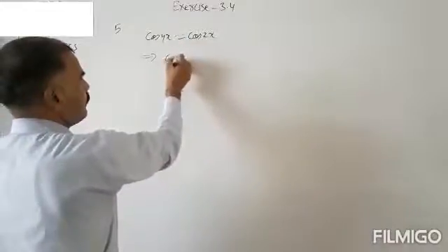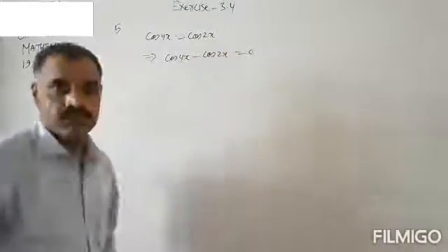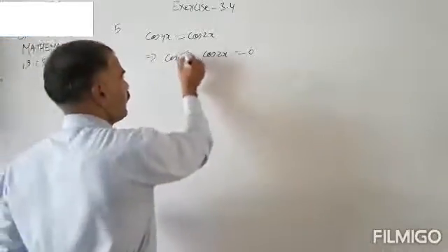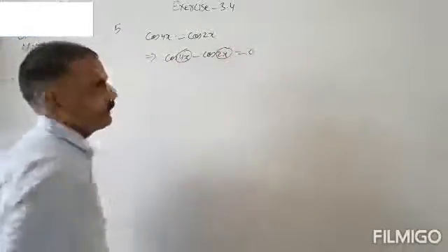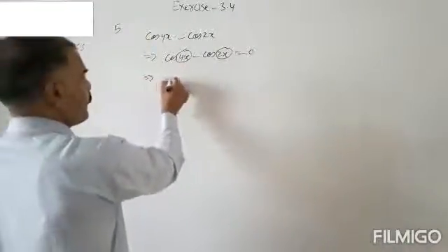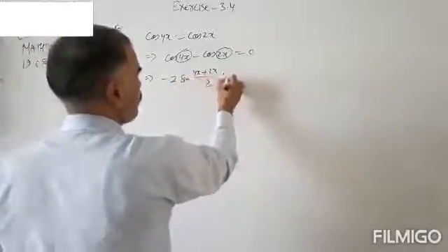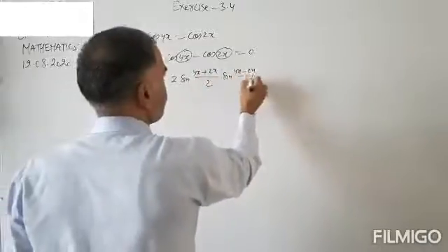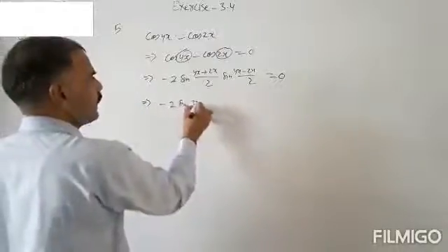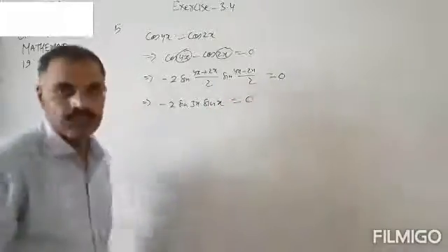Cos 4x is equal to cos 2x. This can be written as cos 4x minus cos 2x is equal to 0. This one is A and this one is B. Cos A minus cos B. We know the trigonometric identity, that is minus 2 sin A plus B upon 2 sin A minus B upon 2 is equal to 0. So minus 2 sin 3x sin x is equal to 0.